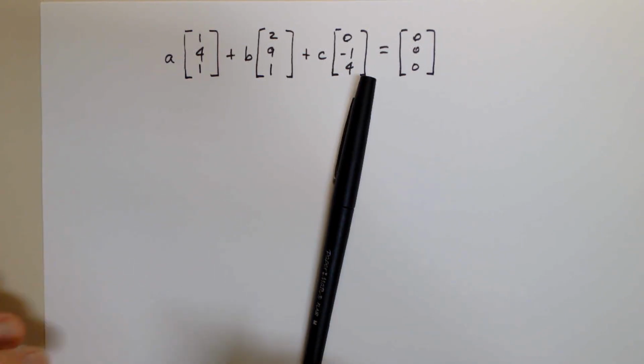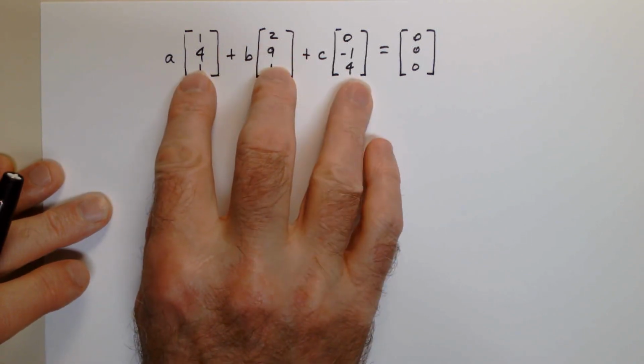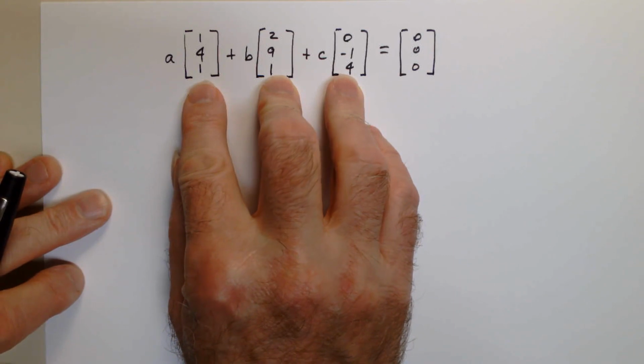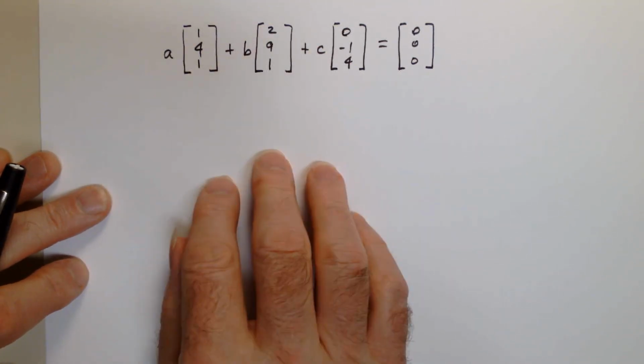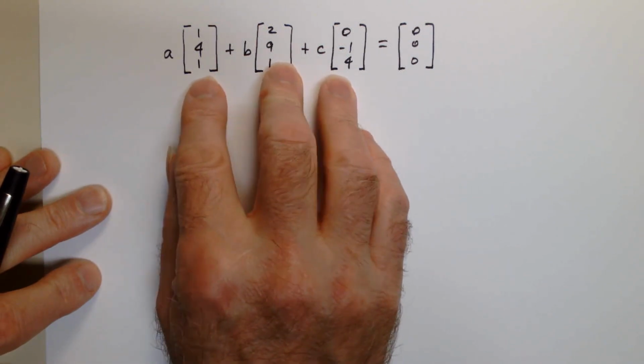All right, welcome back to the document camera. The problem that sits before us is to decide whether this collection of vectors is linearly independent or linearly dependent. And this is just like the problem we worked, we're just in R3 instead of R2. We've got these three vectors in R3.